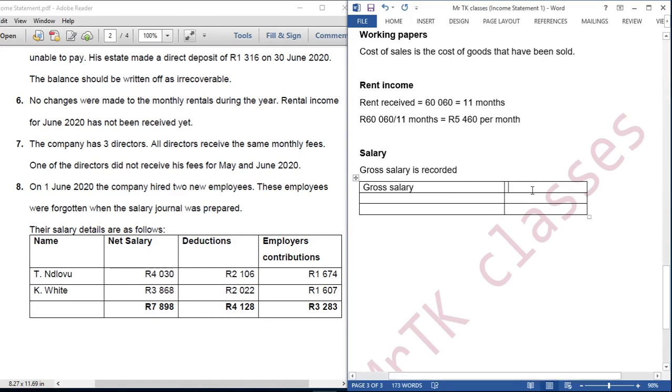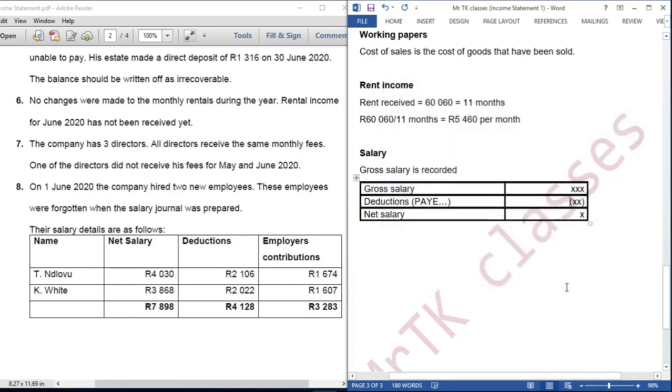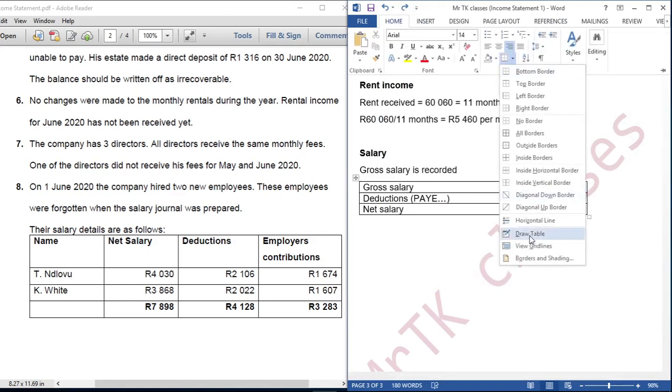Gross salary. Let me just put this to represent amounts, subtract deductions. So deductions, we have PAYE and others, right? We'll not spend our time on that. Then here we have net salary. So gross salary, subtract deductions. What are we going to get? We'll get net salary. Right? Gross salary, subtract deductions, we'll get net salary. I just need to put this to enhance presentation of our work. All right, we need to do this.